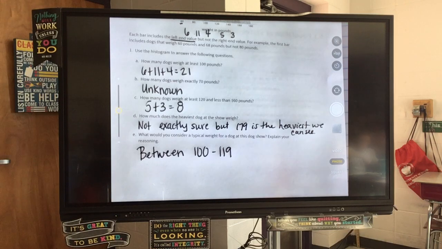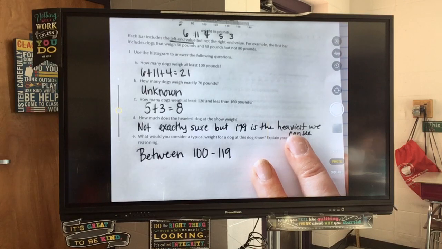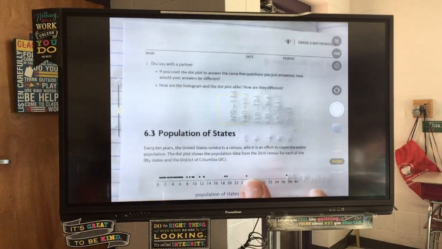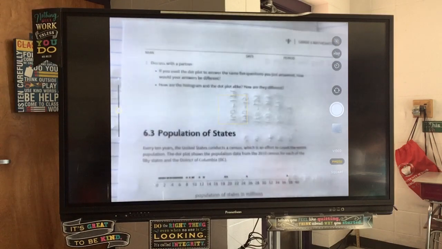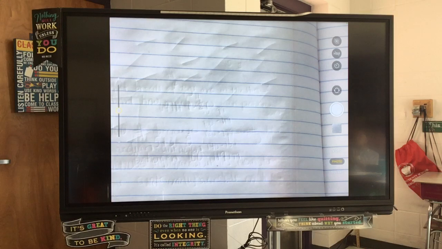All right, flip your paper over. All right, so number 2. We're not going to discuss this with a partner. We're just going to discuss this out loud. If you use the dot plot to answer the 5 questions you just answered, how would your answers be different? So how would our answers be different if we referred back to that dot plot, because we got a better, more specific answer?